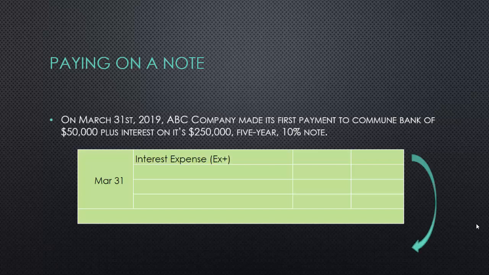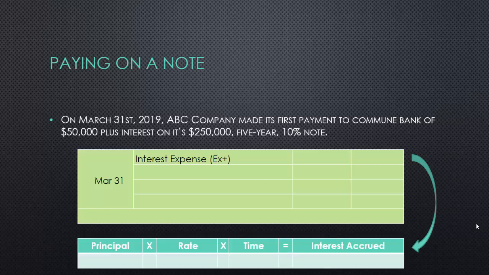And to figure out how much that debit to interest expense is for, we use the same formula that we had before. We still owe the full $250,000. This is our first payment. We haven't decreased our principal at all. The rate is still 10%, and the time is going to be how long it's been since we last put interest on the books. Well, we put interest on the books on December 31st, which means January, February, and March have passed, and that is 3 months. So let's multiply it by 3 out of 12.